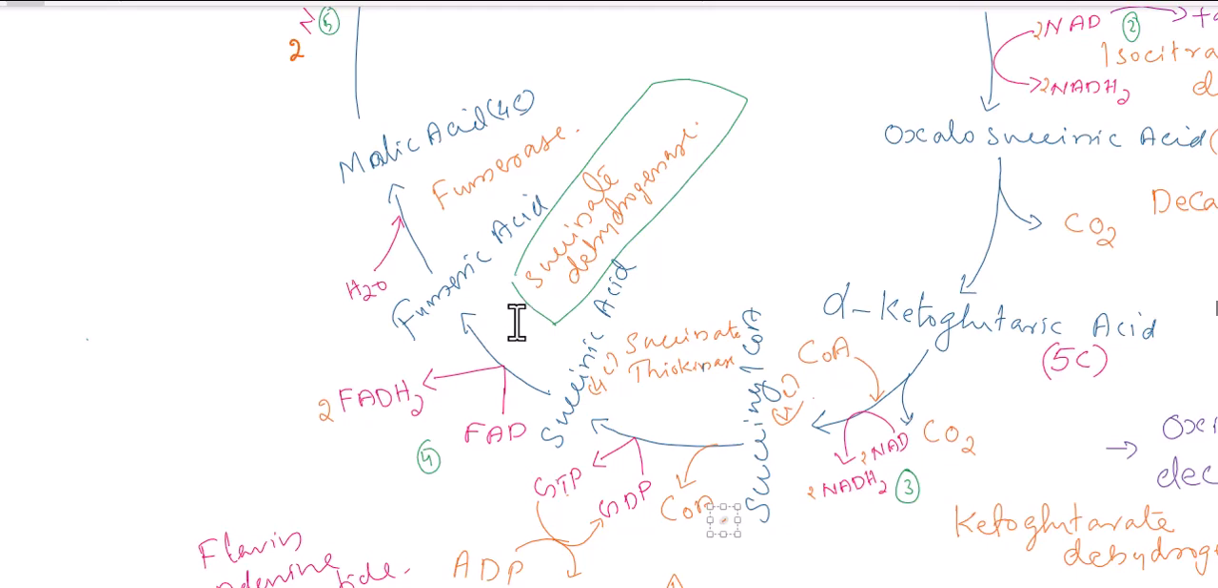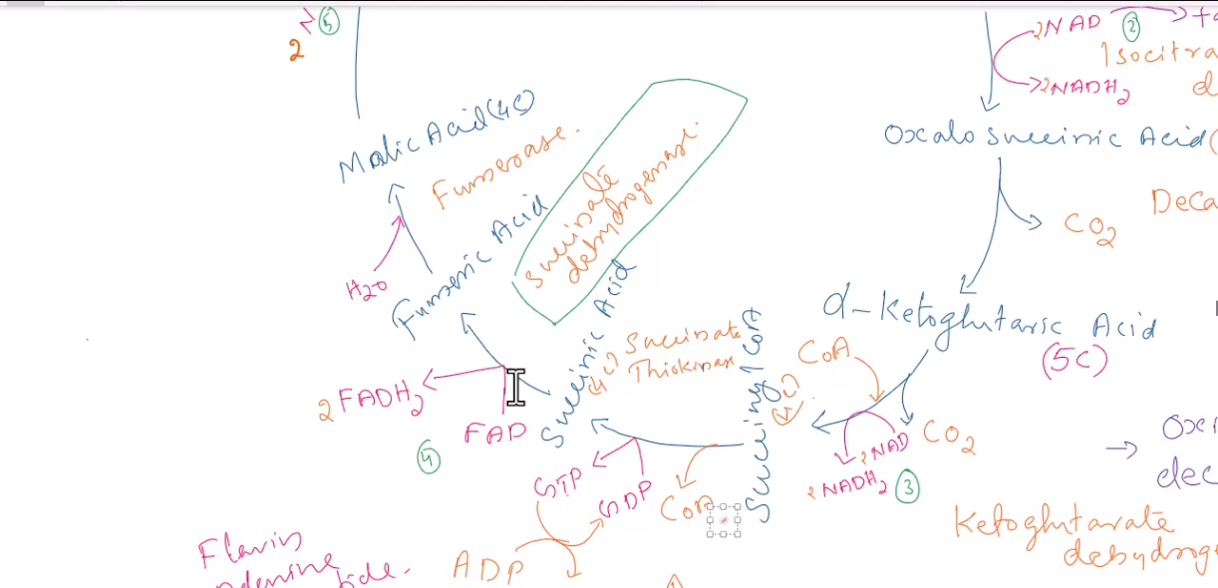Succinic acid again undergoes oxidation. This is the 3rd oxidation process. Here again we can see the removal of electrons and hydrogen ion. So we can see FAD becomes FADH2. Here the coenzyme is FAD, not the other one. The reduced coenzyme FADH2 is produced.